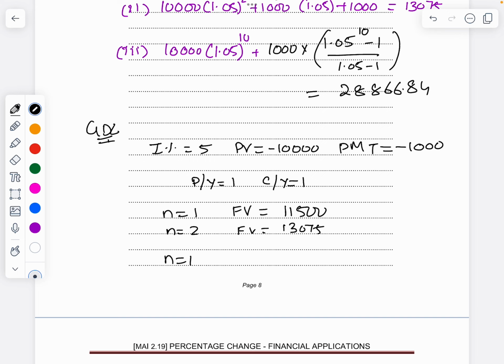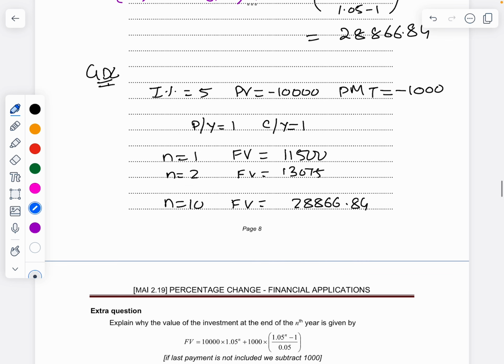And n equals 10, you'll be getting final value as 28,866.84. Now for part B, keep the final value as 50,000. Then you'll be getting n value as 17.36. So n equals 18.